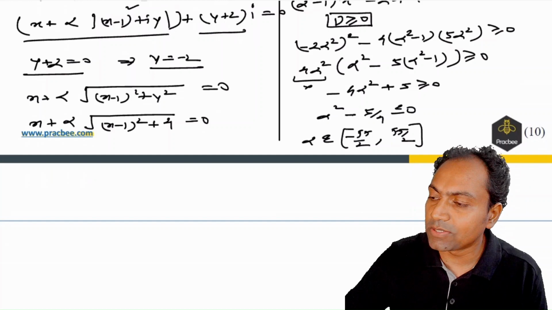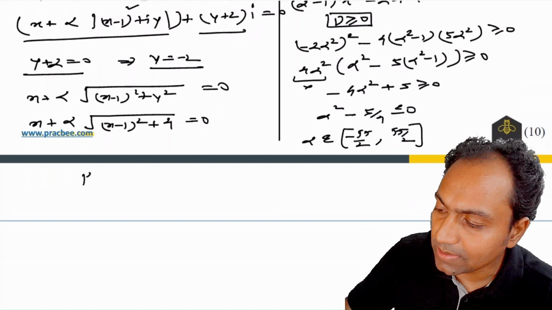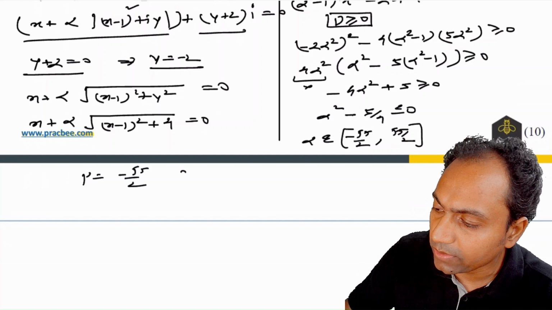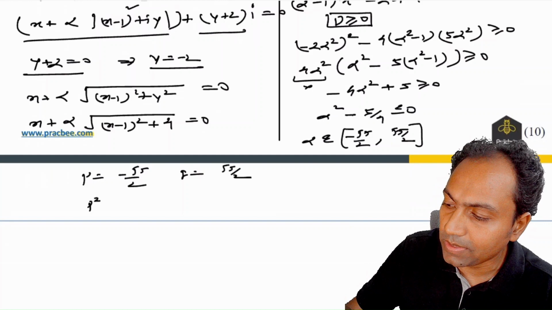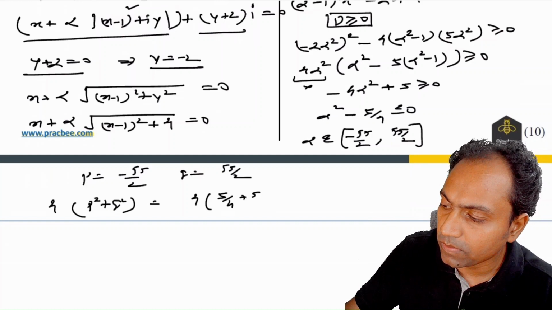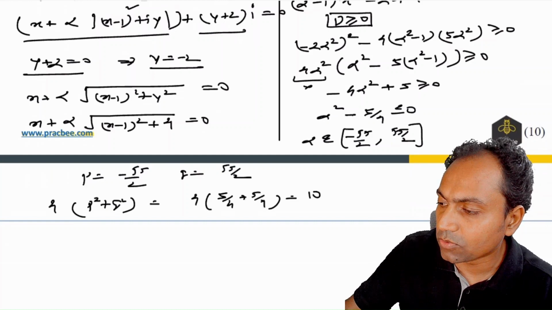And once you have this, you have got the value of p and q. Your p is nothing but the least value, minus root 5 by 2, and q is nothing but root 5 by 2. What they're asking is 4 times p square plus q square. If you put in these values, this becomes 4 times 5 by 4 plus 5 by 4, that comes out to be 10.